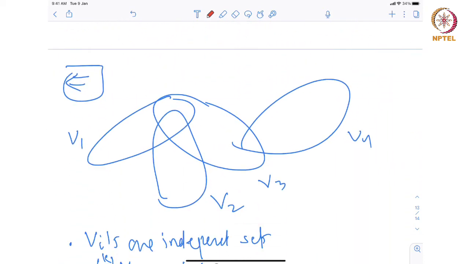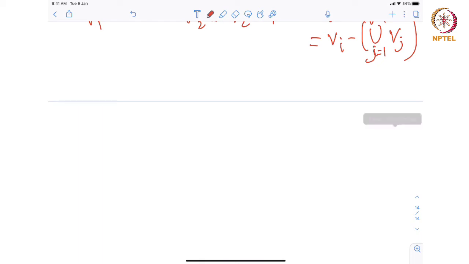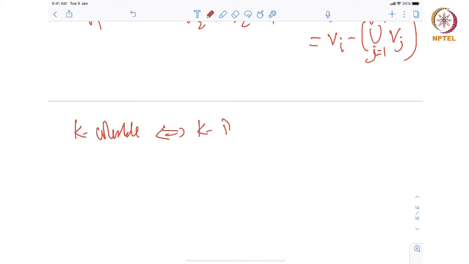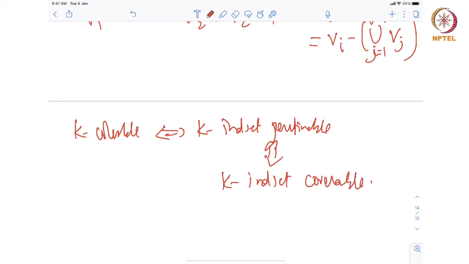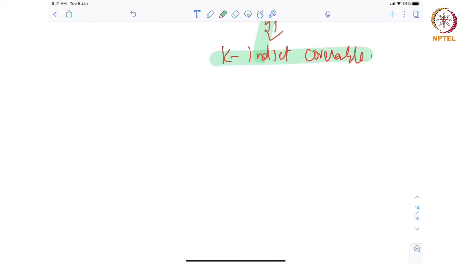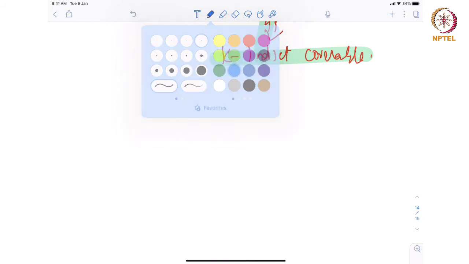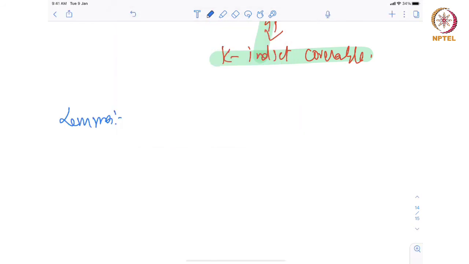Okay? So, that is it. Notice what this implies: K colorable if and only if K independent set partitionable if and only if K independent set coverable. That is it, right. So, we will use this for our purpose. So the lemma which we would like to prove is the following, and we will see how we can use that to design our algorithm.